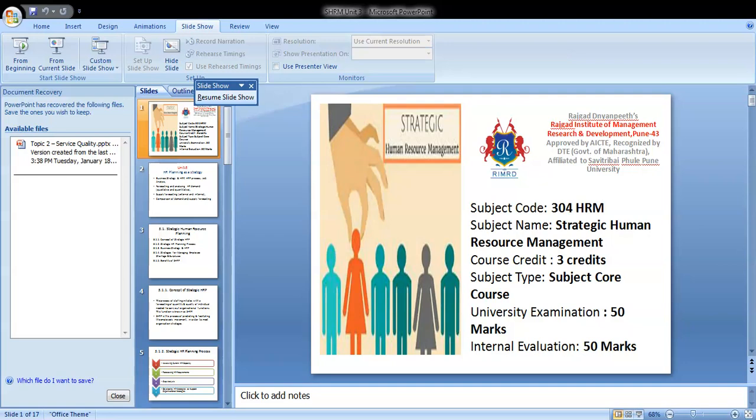Okay, so moving to the next slide, that is the process of job analysis. These are the steps involved in the procedure of job analysis. The first step is determination of the use of job analysis.